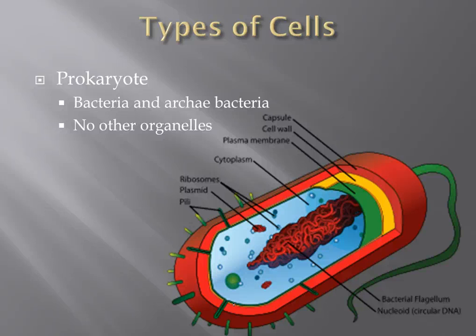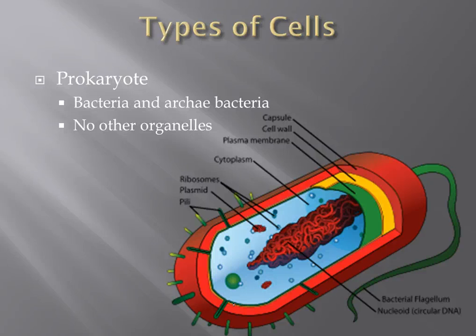Let's take a look at the types of cells. There are two basic types of cells. First are called prokaryotes. Prokaryote is Greek. It means before chromosome because it doesn't have a defined nucleus. A prokaryote is important because there is no nucleus. You do not need a nucleus to have a cell. You do, however, need a cellular membrane.